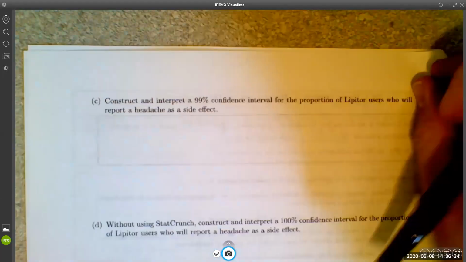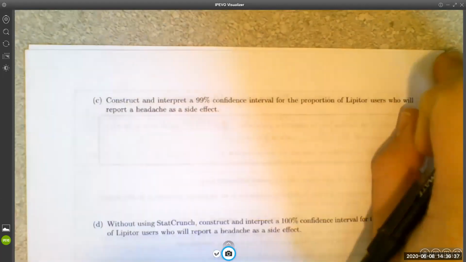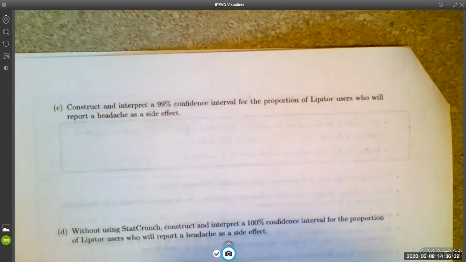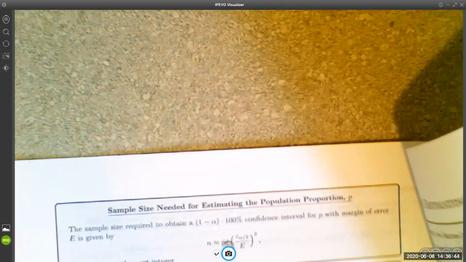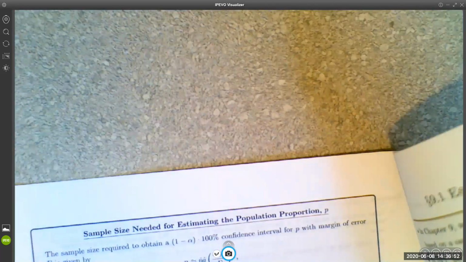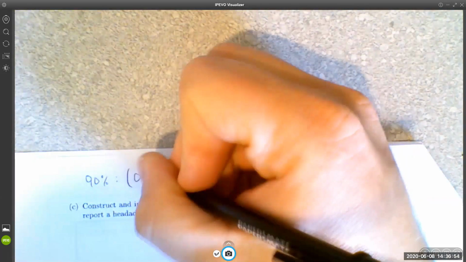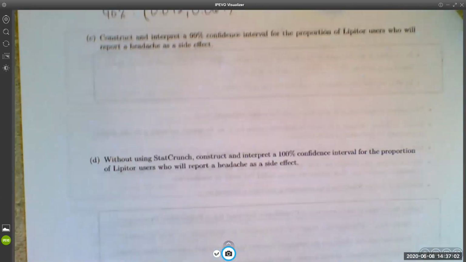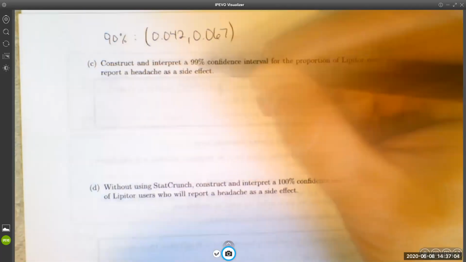Let's look at the next task in this problem. So the next task says, construct and interpret a 99% confidence interval for the proportion of Lipitor users who will report a headache as a side effect. And just for the sake of argument, I'm going to remind us that the 90% confidence interval was 0.042 to 0.067.